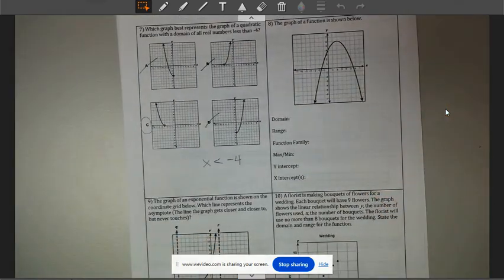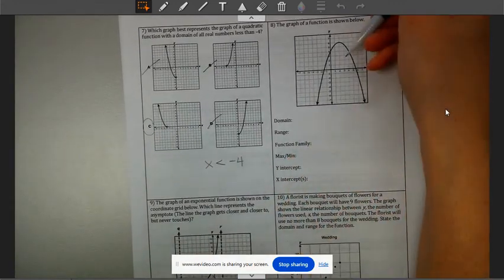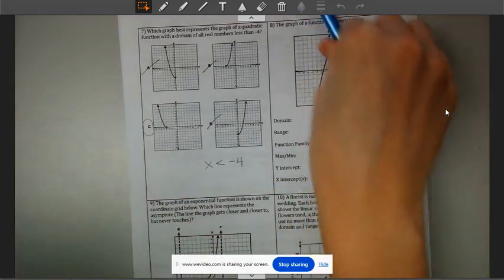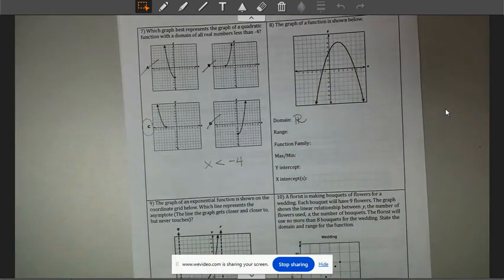8, the graph of a function is shown below. We're going to list all these characteristics. So starting with domain, if I push this graph out to the left, it will go on forever. If I push this graph out to the right, it'll go on forever. So my domain is all reals.